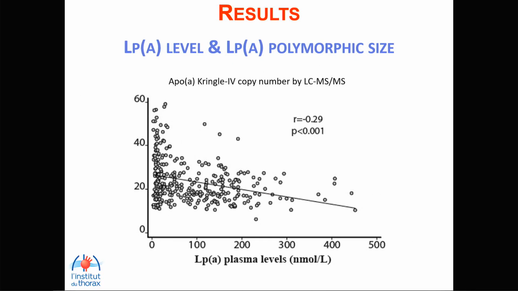When we look at the association between Lp(a) plasma level and the apo(a) Kringle copy number, you can see a significant inverse relationship, within the range of what is currently published in the literature. But what is important to look at on this graph is that for a given plasma level of Lp(a), you can have a very different number of Kringles in your lipoproteins. So this means that the number of Kringles can bring new information in addition to the circulating level of Lp(a).